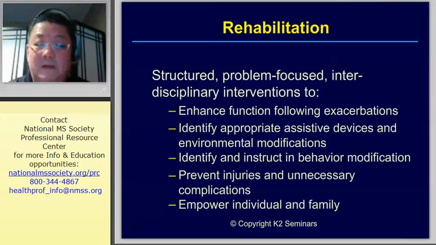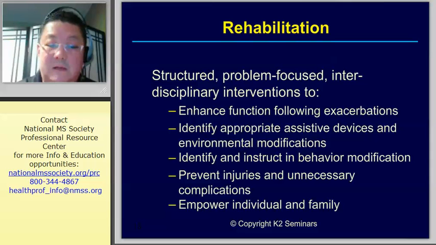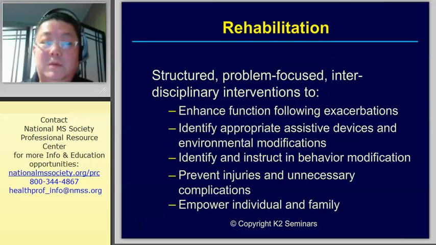You need to identify and instruct behavioral modification. If you send a home program with the patient, the big thing is carryover. Are they going to actually do that or not? So talk to them about that, indicating that it's very important to get that accomplished. And then prevent injuries and unnecessary complications, making sure they stay on board with their medications. You might see them more often than they see their physician, so that's something you need to talk to them about.